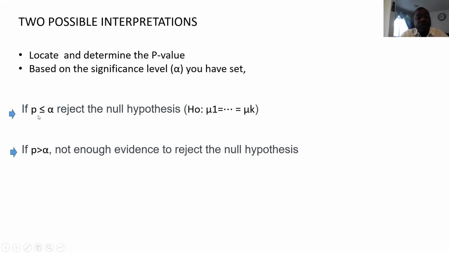So if the p-value is less than 0.05, we will be rejecting the null hypothesis. The null hypothesis, remember, is that all means are equal. If the p-value, on the other hand, is above, we will say that there is not much evidence to reject the null hypothesis. We will not say the null hypothesis is wrong. We will say there is not much evidence.